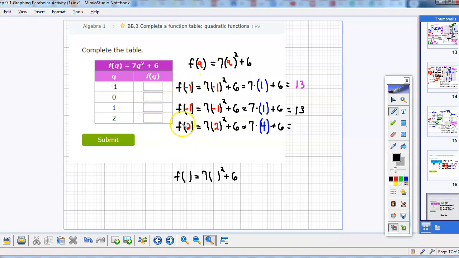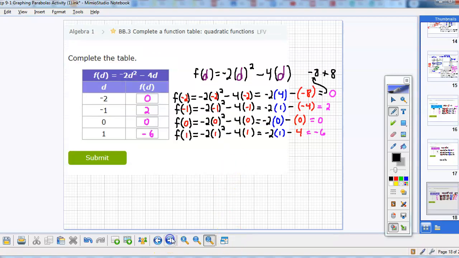Notice if we enter a 2 into function f, f at 2 is equal to 7 times 2 squared plus 6. So it's 7 times 4 plus 6. So that's 28 plus 6. So what do we got there? 34. I didn't do 0. 0's kind of an easier one. If we plug 0 into there, 0 squared is 0. 7 times 0 plus 6. So 0, 6. Let's go ahead and take a look at another problem.